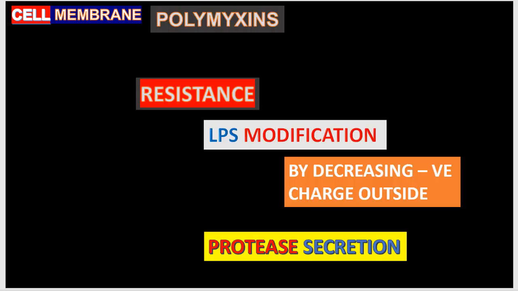Now finally, to the resistance part of polymyxins. Cross resistance is possible between polymyxin B and colistin. Resistance arises because of modification of LPS, lipopolysaccharides. Thus the interaction between colistin and lipopolysaccharides can be reduced by decreasing the net negative charge of the cell membrane. So that's one way bacteria can counter colistin. Then secretion of protease, which can degrade the drug, is another way of producing resistance.